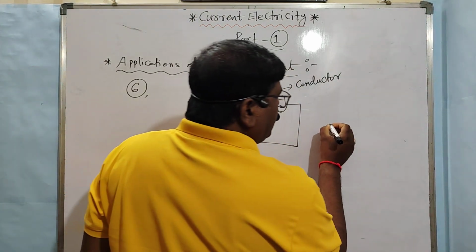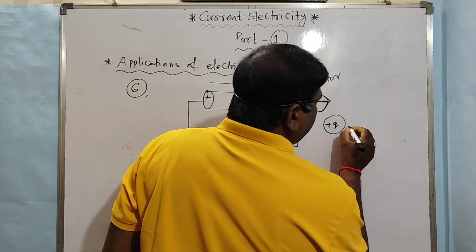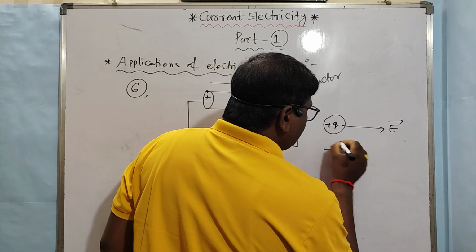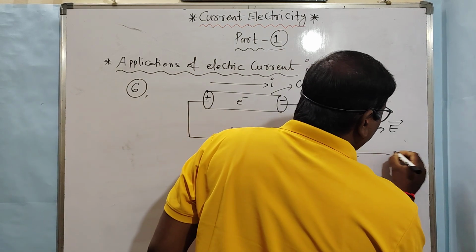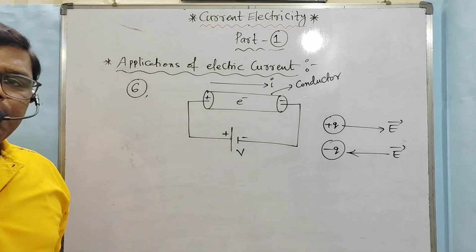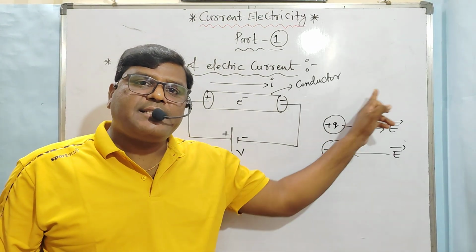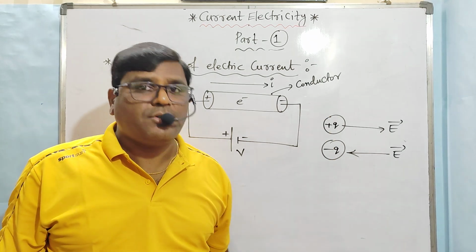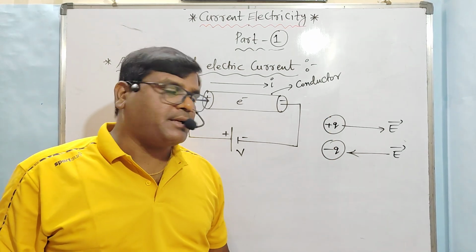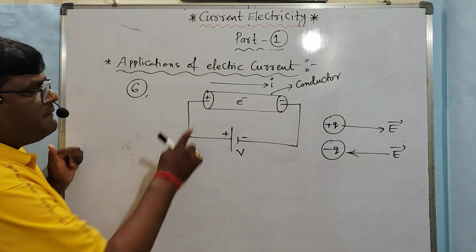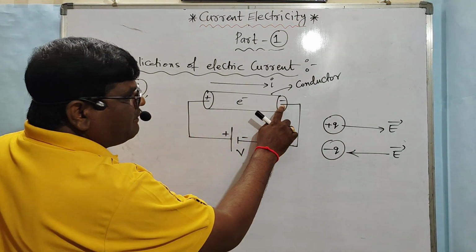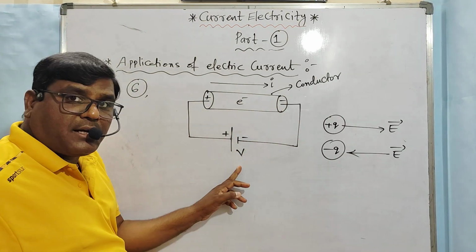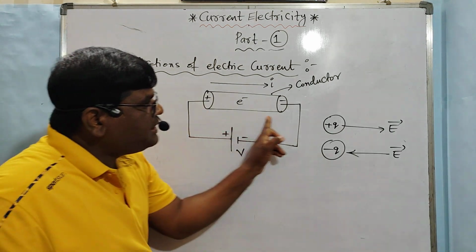We know that if the charge is plus Q, the electric field is away from it. And if the charge is negative, the electric field is towards the negative charge. This concept we know from the electric charges and fields chapter. Based on that, with a positive charge here and a negative charge here, the external electric field, by applying a potential difference, goes from where to where? Positive to negative only, right?